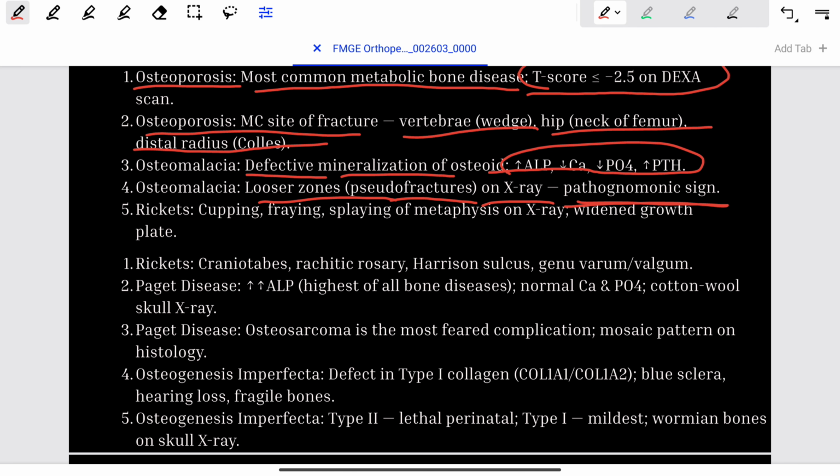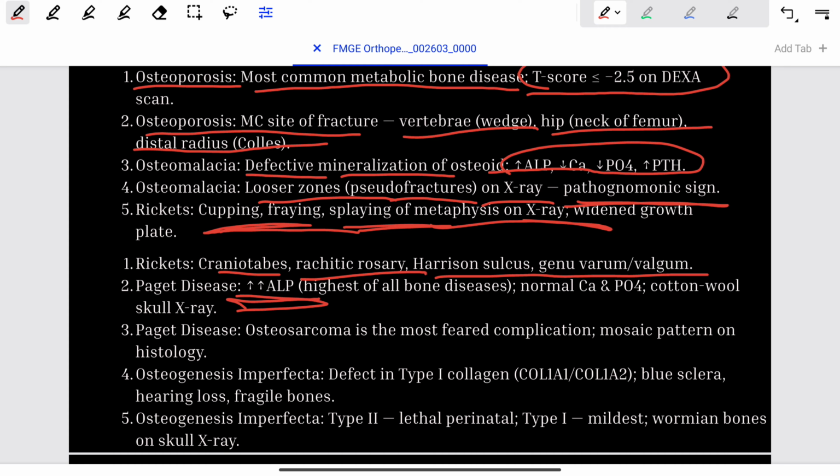In rickets, characterized by cupping, fraying and splaying of the metaphyses. In this, the classical signs include craniotabes, rachitic rosary, Harrison sulcus and genu varum. In Paget's disease, shows markedly elevated ALP with normal calcium and phosphate levels. In Paget's disease, cotton wool appearance of the skull is a classical radiology finding. In this, osteosarcoma is the most feared complication.